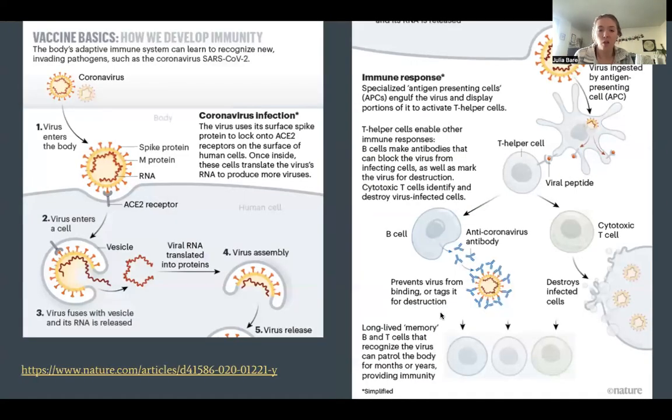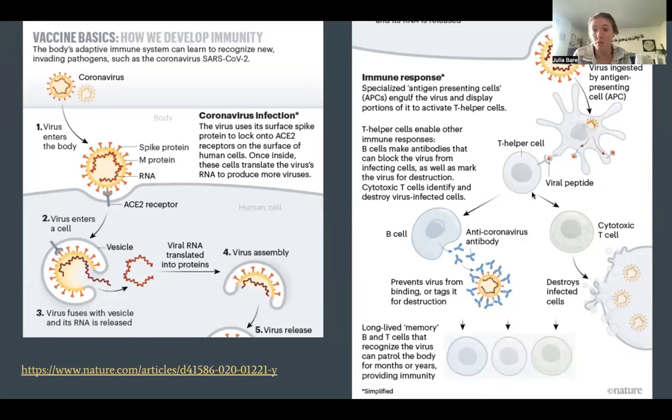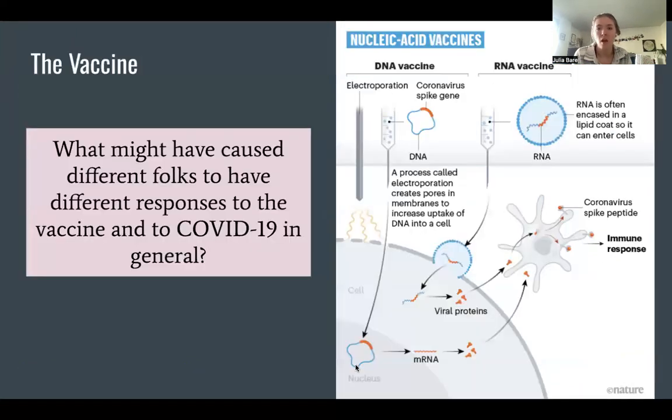Now, let's consider one final question. And if you want to learn more about this development of the vaccine, I've linked this article here, which has some amazing graphics to help you out. Okay. And it talks about the immune system response as well.